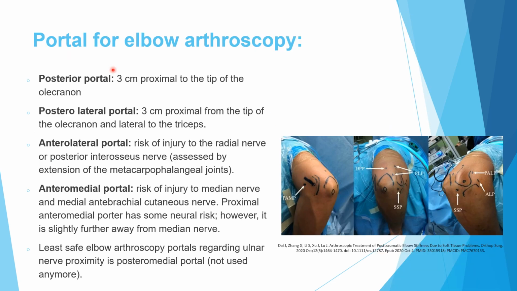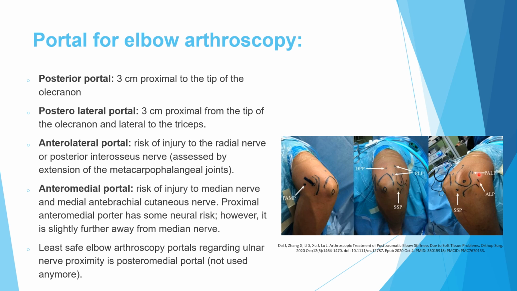Regarding the portals for elbow arthroscopy, there is the posterior portal, which is 3 centimeters from the tip of the olecranon, and the posterolateral, which is also 3 centimeters proximal to the olecranon, but lateral to the triceps. Also, there is the anterolateral portal. Remember that the anterolateral portal has a risk of injuring the radial nerve or the posterior interosseous.